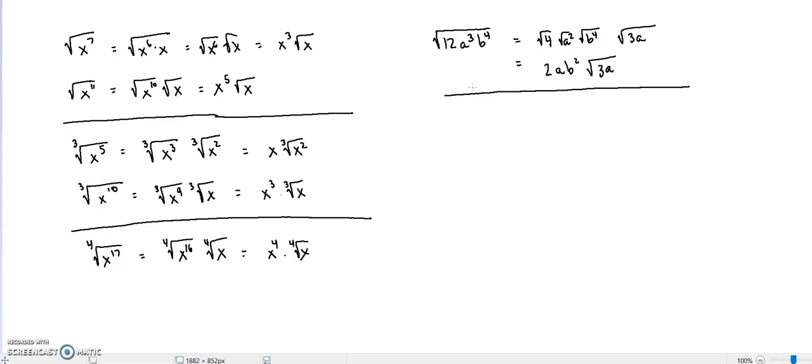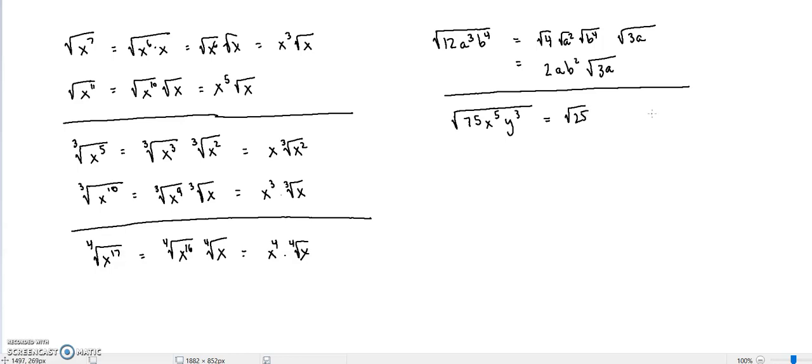All right, let's try another square root one since they're the most common. Let's say we have the square root of 75 x to the 5th, y to the 3rd. Okay, I can't take the square root of 75, but I can do the square root of 25. So that would be 25 times 3.